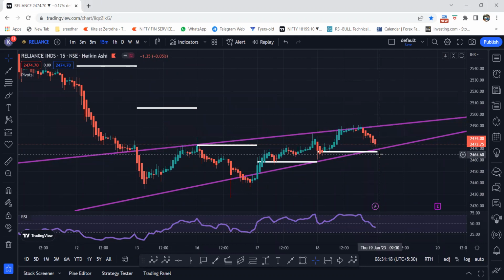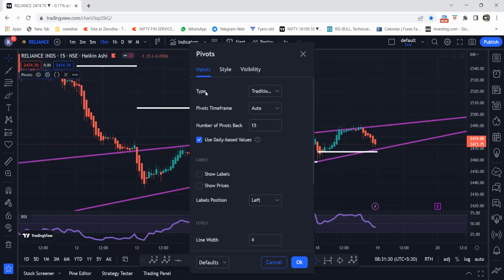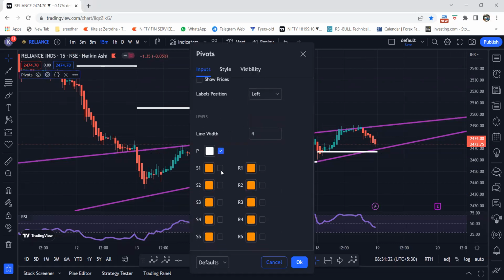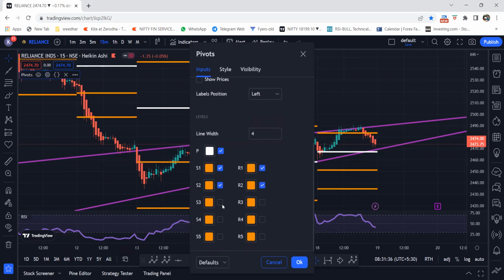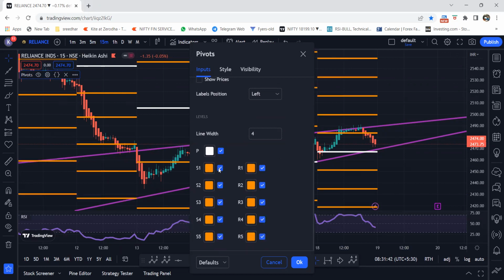If the stock starts trading above the trend line, take a long. If it starts trading below the trend line, then take it as a short. What are the targets of these stocks? All you need to do is go to the pivot point and enable S1, R1, S2, R2, S3, R3, S4, R4, S5. See, this S1 and R1 I'll deselect. Why? I'll tell you the reason.